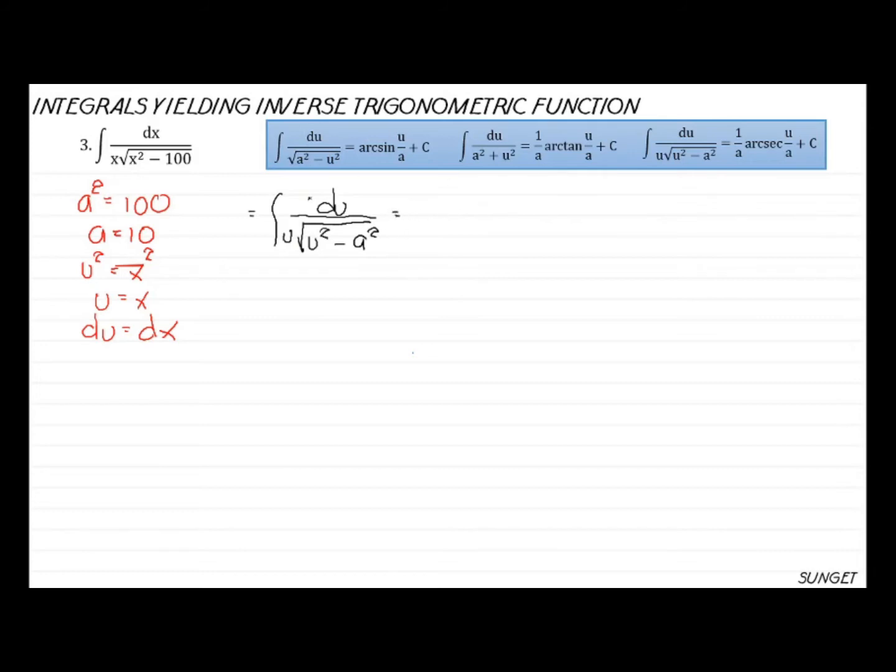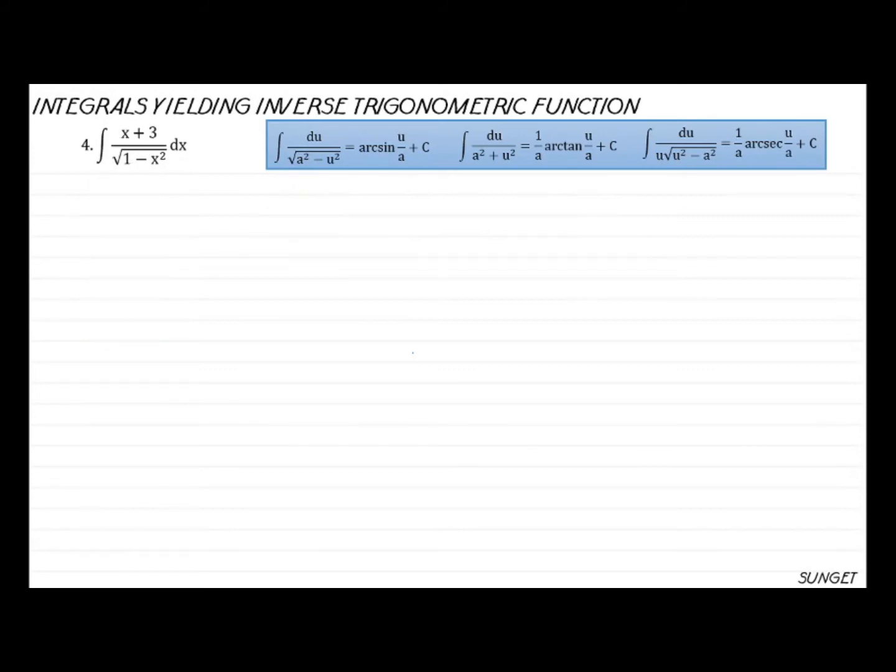So the integral of du over u times the square root of u squared minus a squared is equal to 1 over a times the arcsec of u over a plus c. Then substitute the value of a and u. So we have 1 over 10 times arcsec x over 10 plus c.